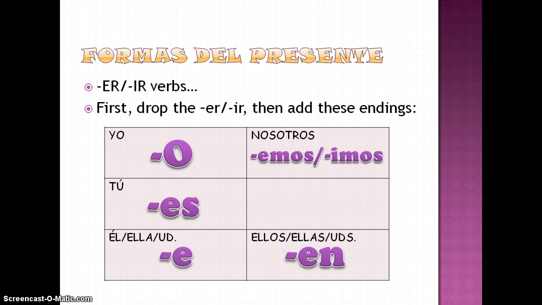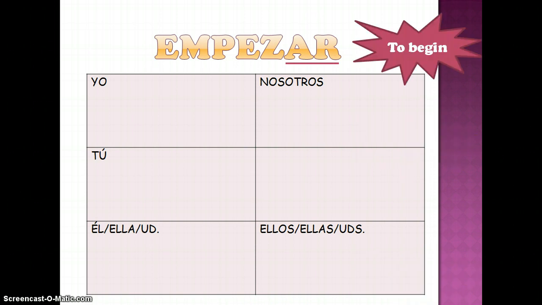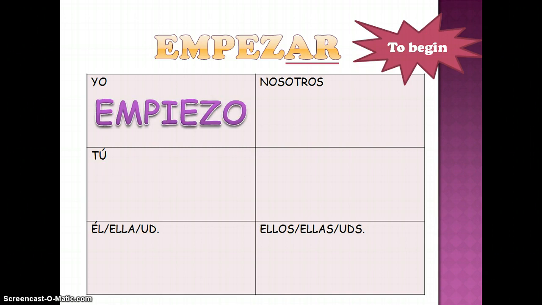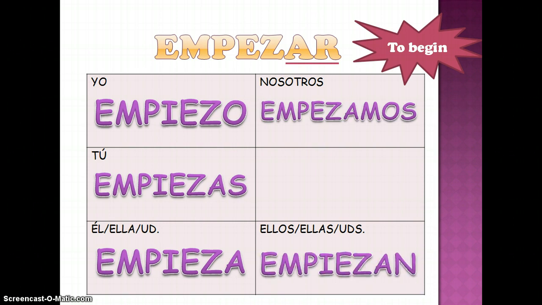Now let's look at a stem-changing verb or a boot verb. We'll start with empezar. Notice empezar is an AR verb. Empezar means to begin. We're going to conjugate empezar with the AR endings, but notice a spelling change as we look at the forms. La forma yo es yo empiezo. Tú empiezas. Él, ella, usted empieza. Nosotros empezamos. And ellos, ellas, ustedes empiezan.